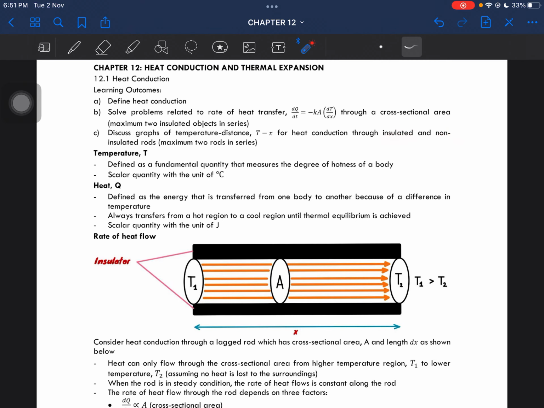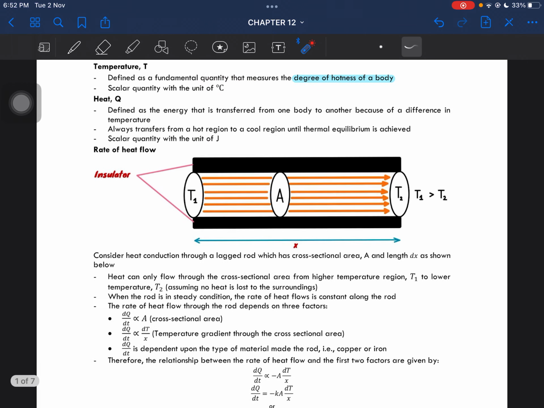Right, so what is temperature? Well, temperature is defined as a fundamental quantity that measures the degree of hotness of a body. For example, if our body is above 37.5 degrees Celsius, it is classified as a fever. We are having a fever. If it's less than that, then it is normal. But if it's less than 34 degrees Celsius, that means we're dead, I think. Okay, so it is a scalar quantity with the unit of degree Celsius.